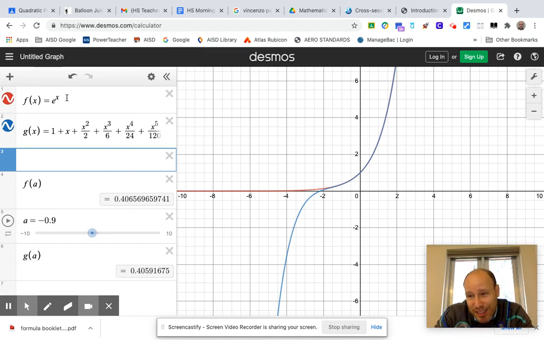So that means that we have a method for representing any single function as a polynomial, and that's the point of this lesson.